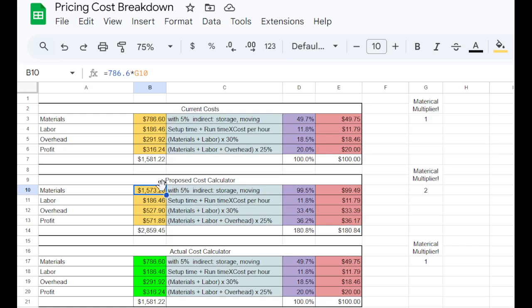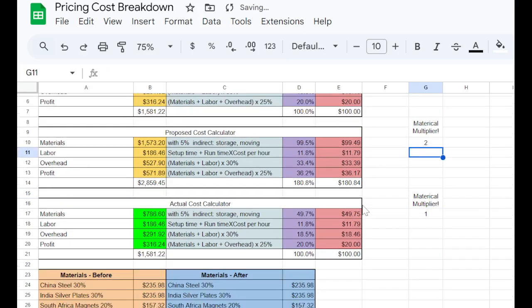Why is that? Well, that's simply because there are other costs associated that don't move, even though the materials move. The labor is still the same, the overhead is still the same, the profit is still the same. And so we don't get a doubling. But this is what's proposed. Let me show you what actually happens. So we'll put the multiplier back to 1 here so we can count. No, in fact, let's keep it at 2 just to see what happens.